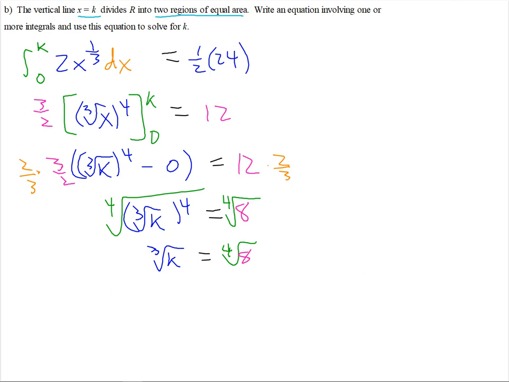And then cube both sides. Get rid of the cube root. So we get k equals. Now you could try to simplify the sum and break it down to the 2's and see how many we can pull out of a fourth root there. Or you could just leave it like this. Fourth root of 8 cubed.